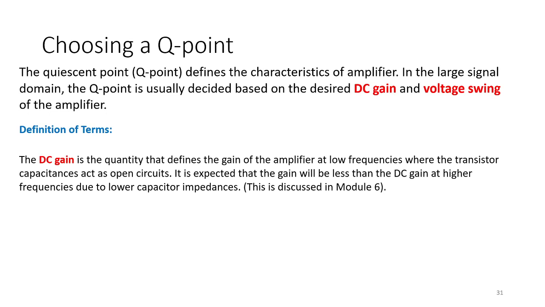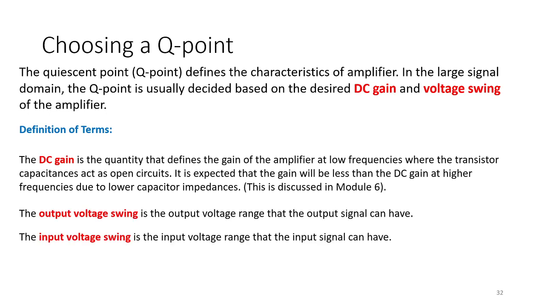When we move to module 6, we will see the effects of these capacitances, but it is expected that the gain will be less than the DC gain at higher frequencies, because all these parasitic transistor capacitances are expected to have lower impedances. Next, the output voltage swing. The output voltage swing is the output voltage range that the output signal can have, and the input voltage swing is the input voltage range that the input signal can have.